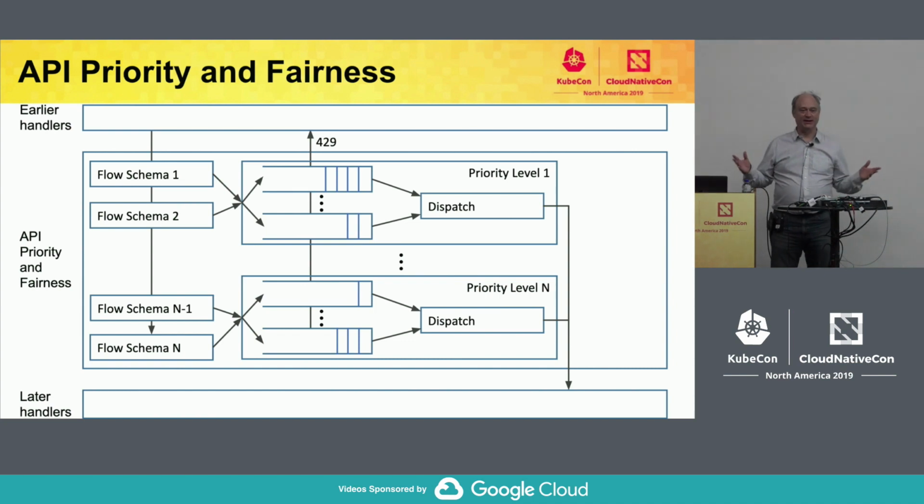But the basic idea is there's two concepts here. There's priority levels. We're going to classify the traffic and assign it to priority levels. So the first stage is classification. We have a series of flow schemas. Each request is matched against flow schemas in turn. The first one that matches is the one that determines it. A flow schema is, as the name suggests, the description of a collection of flows. For each flow schema, its flows are mapped to a priority level. And then a priority level describes what to do with it.